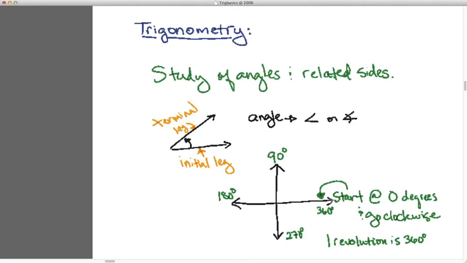Today we're going to be discussing some trig basics, some terminology and concepts that you should be aware of if you're going to be talking about trig. What is trig? Well, basically what we're doing here is we're looking at angles and their related sides. There's a relationship between these angles and their sides. And when we're discussing angles, first of all, the symbol that I'm going to be using is either that or that. And there's always going to be an initial leg where it starts and then a terminal leg where it ends.